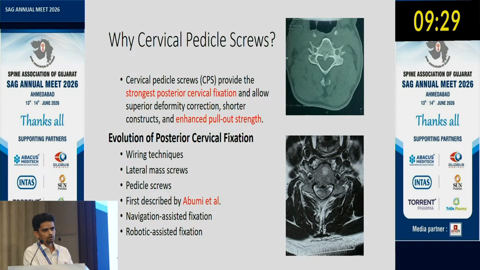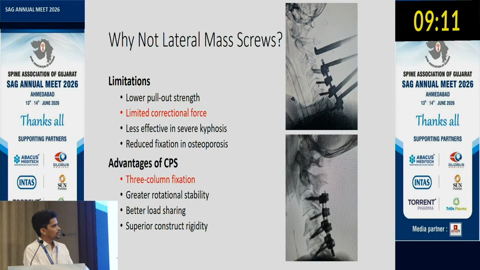On evaluation of all the posterior cervical methods, starting from wiring to lateral mass and laminar screws, the pedicle screws are the strongest, which were first described by Dr. Abumi, and they give very good fixation in the posterior construct. Compared to that, lateral mass screws have a lower pull-out strength, limited correctional force, and are less effective in kyphotic deformities. As such, the lateral mass is very small, so in osteoporosis it doesn't give good fixation, or sometimes the lateral mass also breaks.